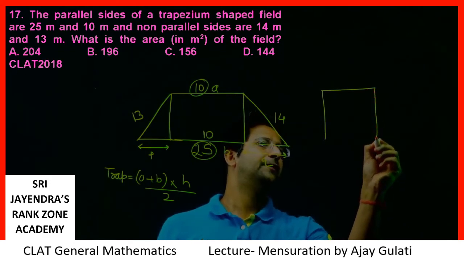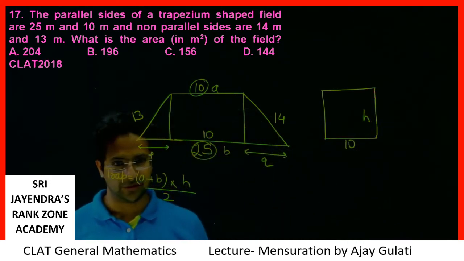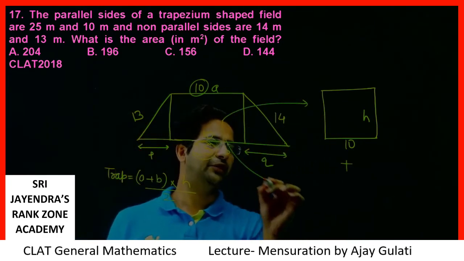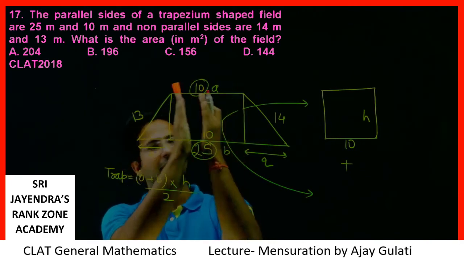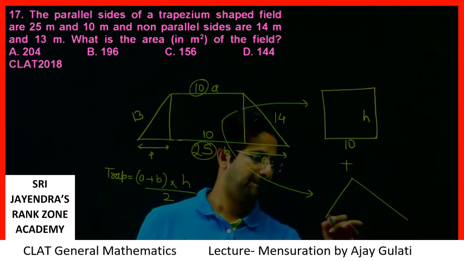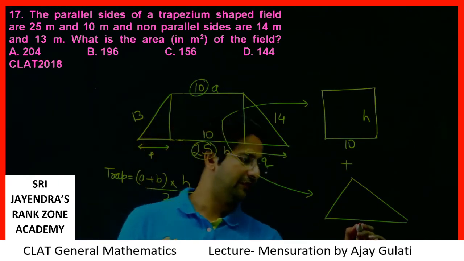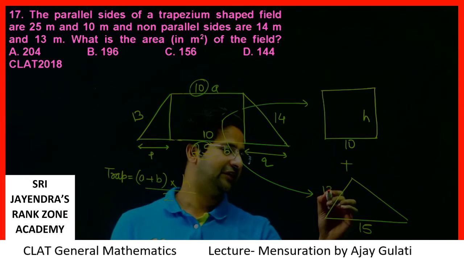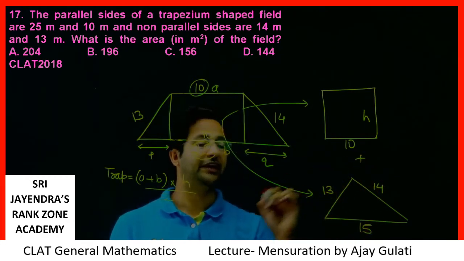First of all, this is 10, this is H, I don't know what this H is, plus this combined figure. I am breaking it into two parts, removing this thing in between and joining these two. So I'll get a figure like this. This 10 is taken out, so P plus Q is 15. This is 13, this is 14. So you have to find the area of these two figures combined.